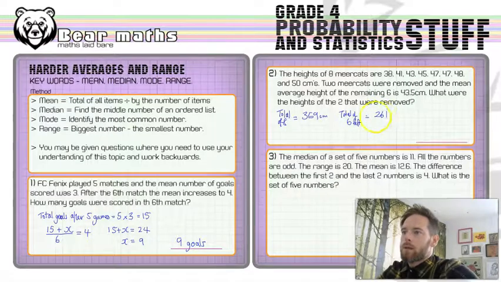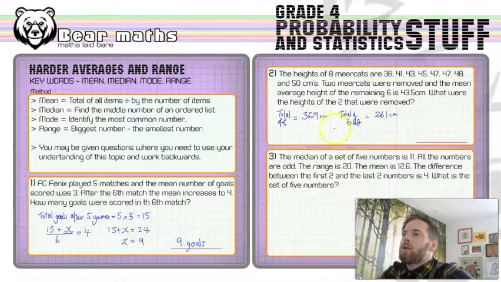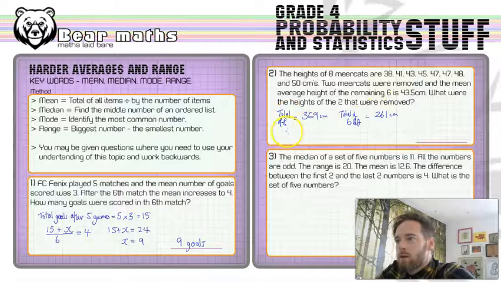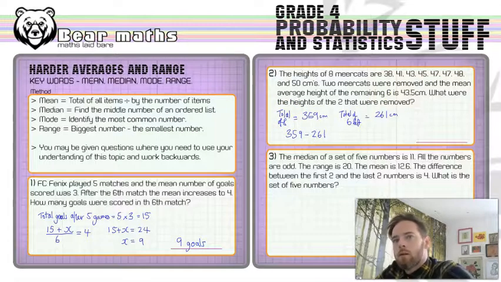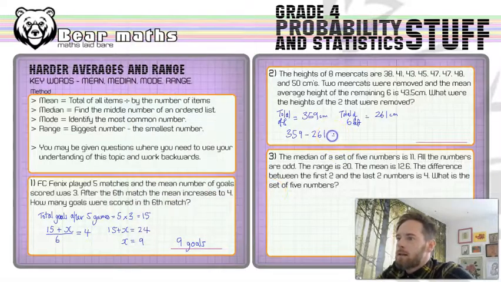Right, now what we can do with these is find the difference between them. That will give us an idea of the 2 meerkats that we might be able to remove from the calculation, because that's all that we've got to do. What were the heights of the 2 that we removed? So we do 359 minus the 261, and 359 minus the answer that was just on the screen is 98.